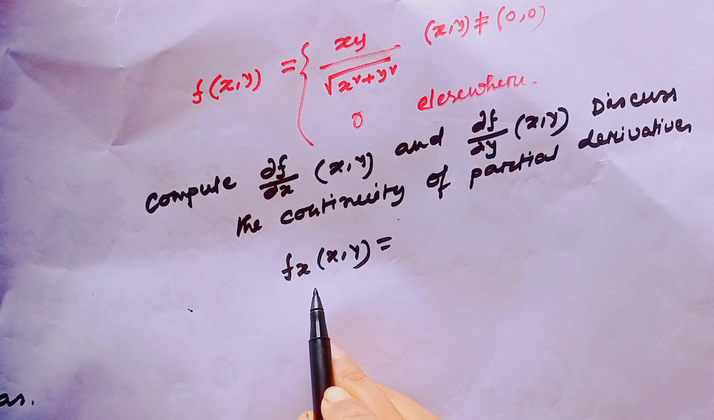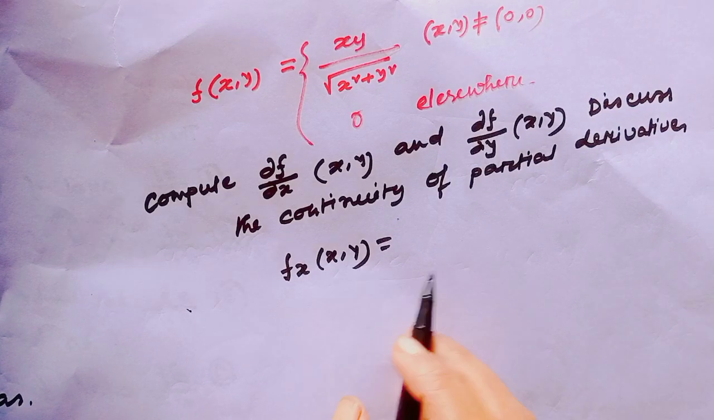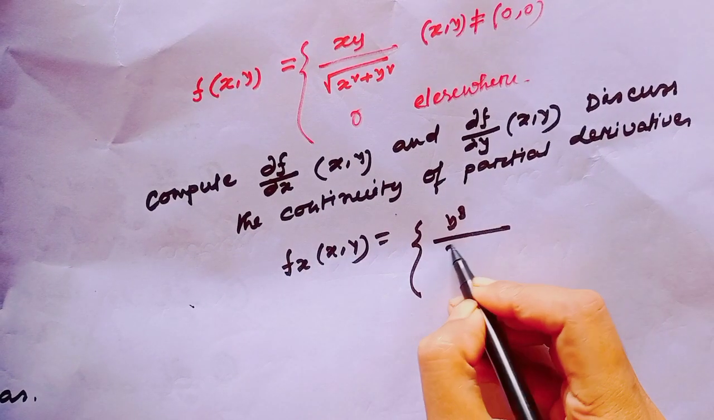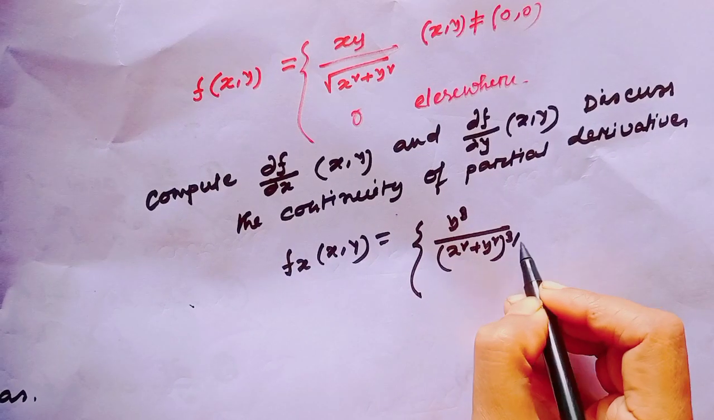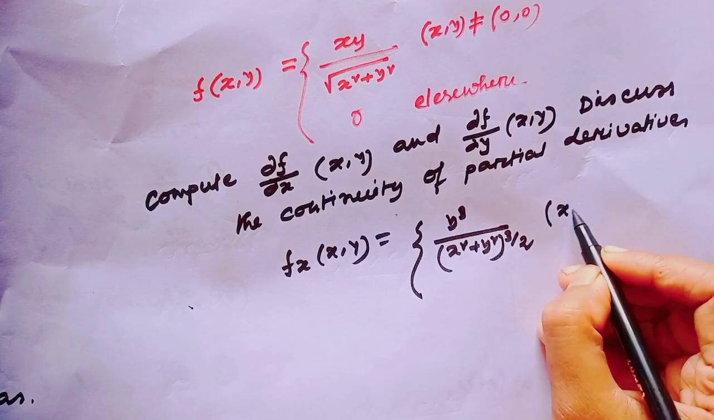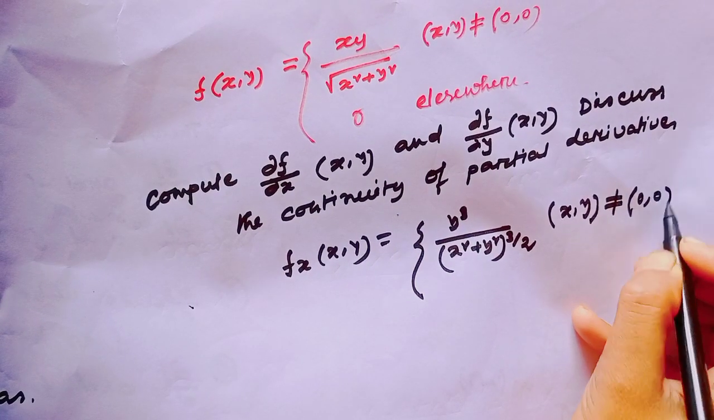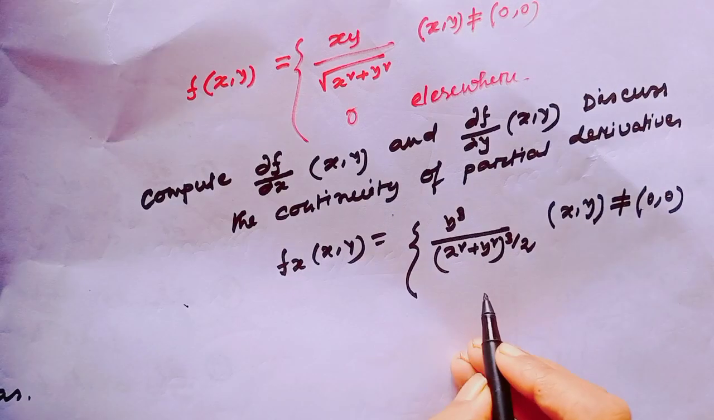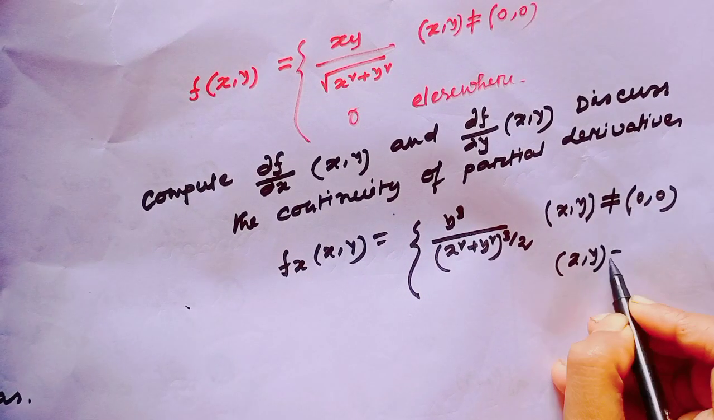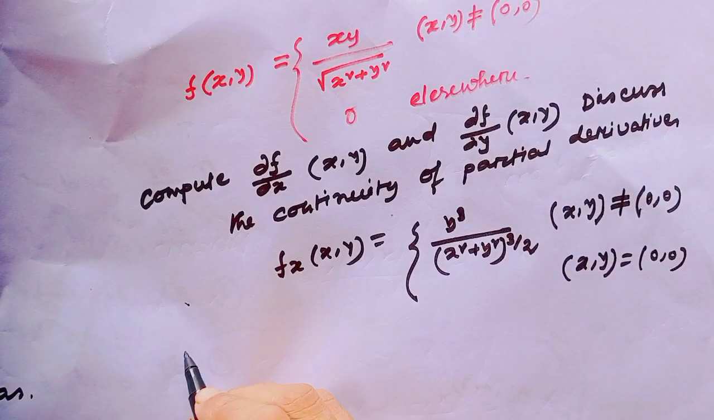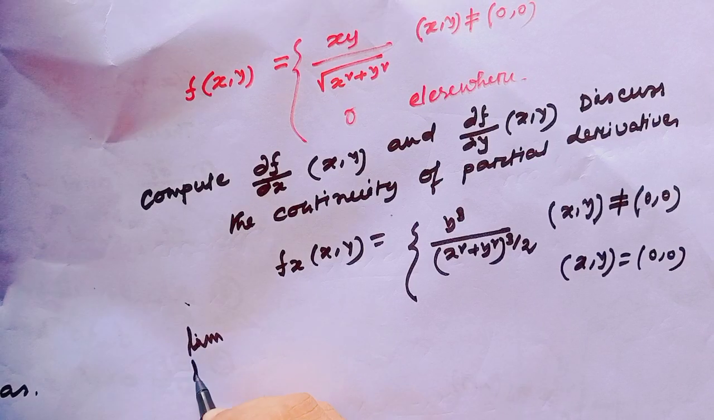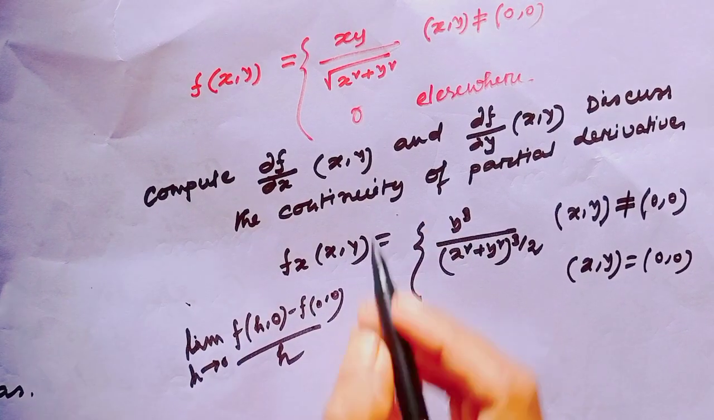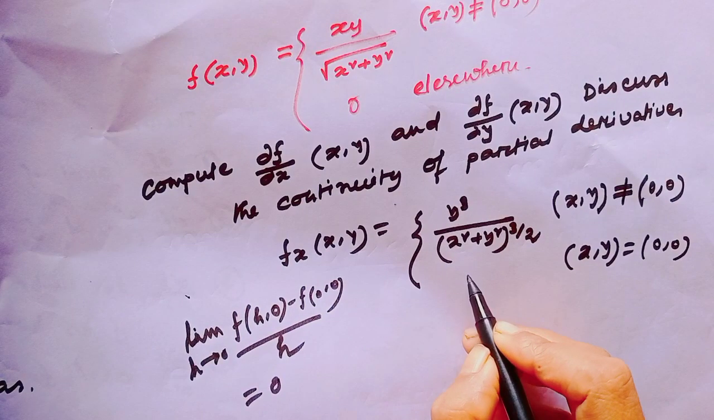Let's see the partial derivative with respect to x at the point (x, y). If you calculate, the value would be y cube over (x square plus y square) to the power 3 over 2 when (x, y) not equal to (0, 0). Calculate it yourself. Otherwise, when (x, y) equal to (0, 0), in a similar way, just put this definition, limit h tends to 0, f of (h, 0) minus f of (0, 0) over h, and if you calculate, this value would be 0.